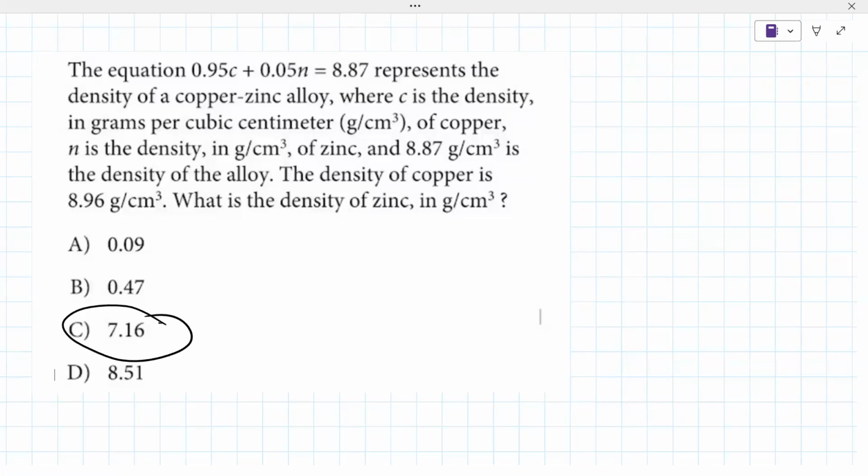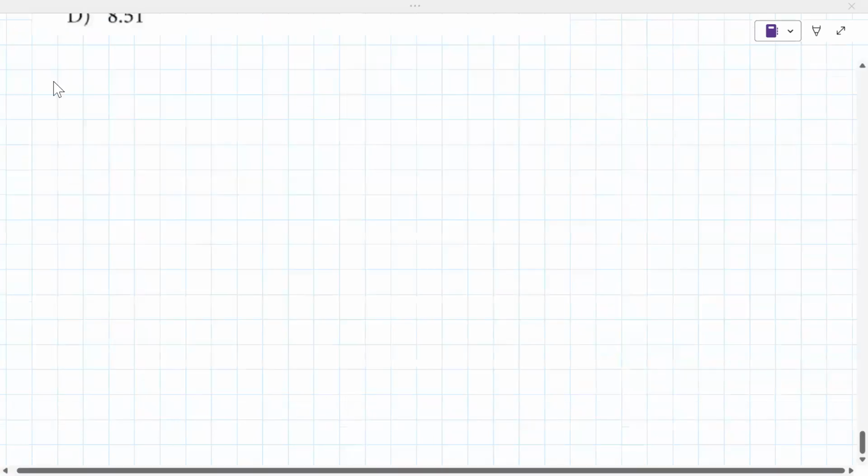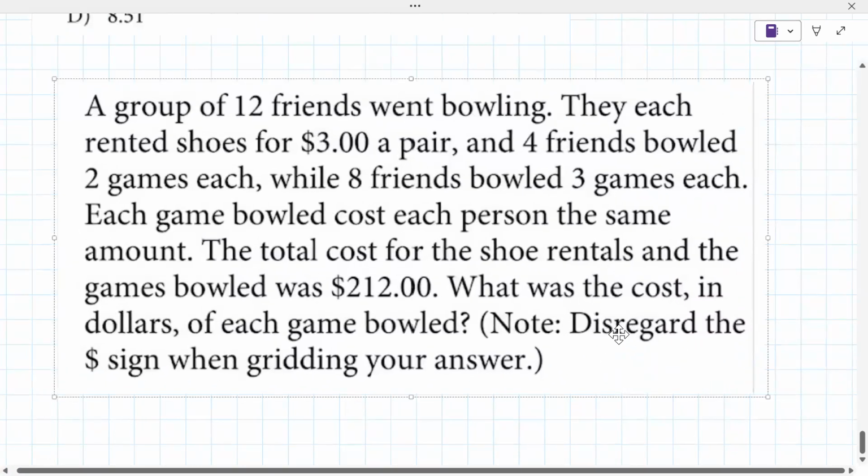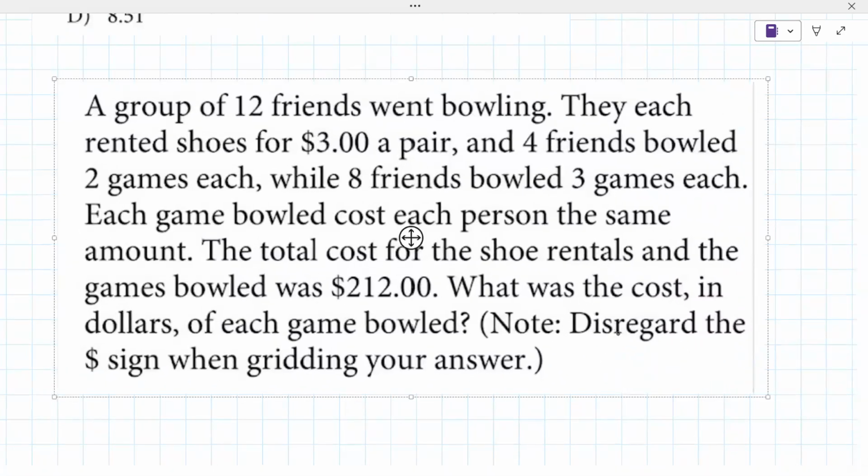All right, let's see if we can do one more. This is a free response question. And so it's not negative, it's a money question. So you already know that that's probably not an issue. It does say down here at the bottom to disregard the dollar sign when grading your answer. Go ahead and see if you can work through that. I'll check back with you in about a minute if we need for this one.